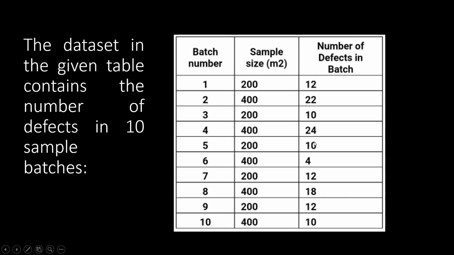First day you took 200 sample size and you saw 12 defective pieces. Second day you took a batch size of 400 and you found 22 defective pieces. Third day 210 and 424, and so on. And on the 10th day you have 400 sample size and you found 10 defective pieces. So the question here is, if I ask you how many defective pieces there are, what will you tell me?